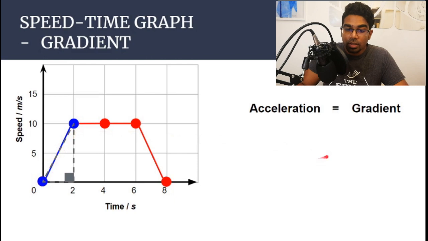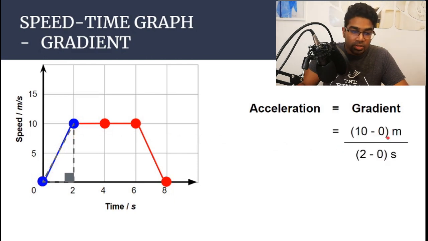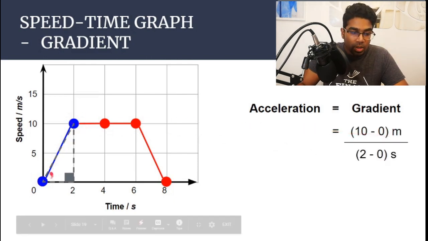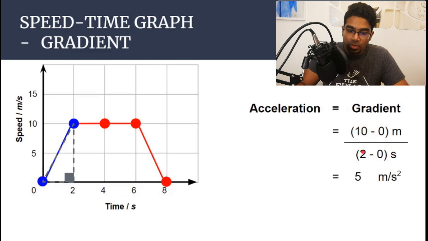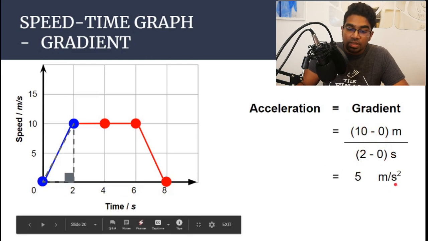We need to find the gradient. And so we get y2 minus y1. So y2 is 10, y1 is 0, 10 minus 0 over x2 minus x1. So we have 2 minus 0. So this is how we get the value for the gradient here. And we will get 10 over 2, which is 5 meter per second squared. This is the unit, because the speed here is meter per second and the time is second. So our unit for acceleration is meter per second squared. So this is the acceleration of the car from 0 to 2 seconds.